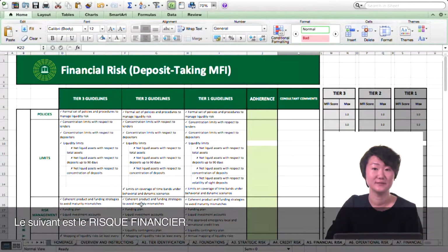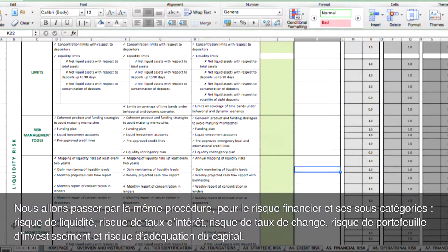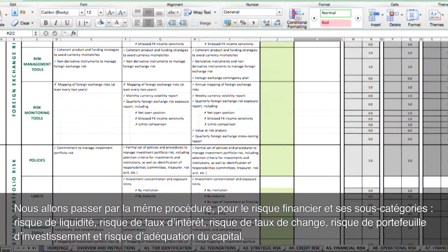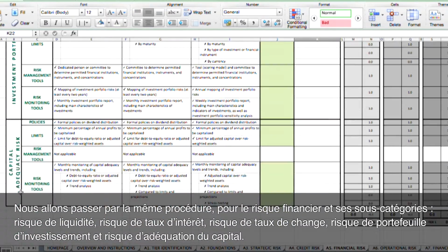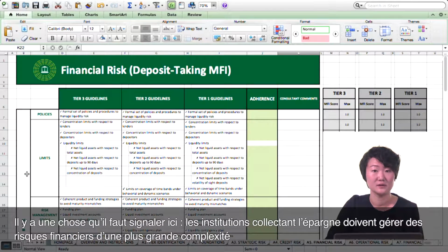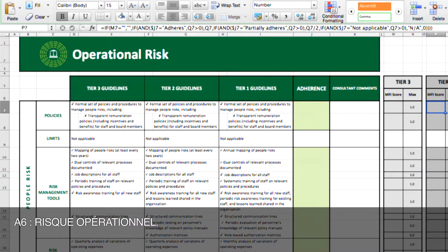Next is financial risk. We would walk through the same process through financial risk and its subcategories: liquidity risk, interest rate risk, foreign exchange risk, investment portfolio risk, capital adequacy risk. One thing to point out here is that deposit-taking institutions have more complex financial risks to manage, and therefore the RMGM framework provides more detailed guidelines here in comparison to the framework for non-deposit-taking institutions.